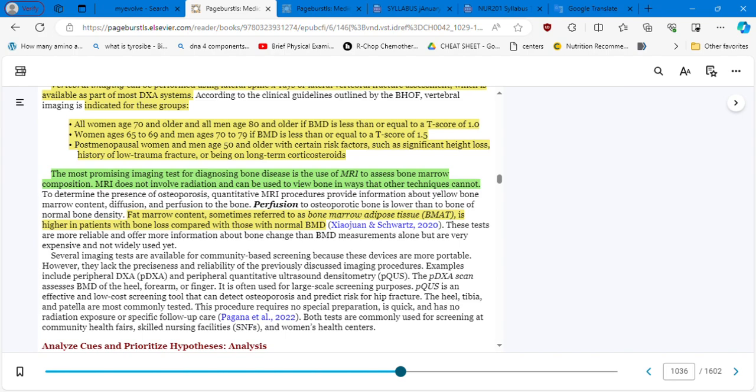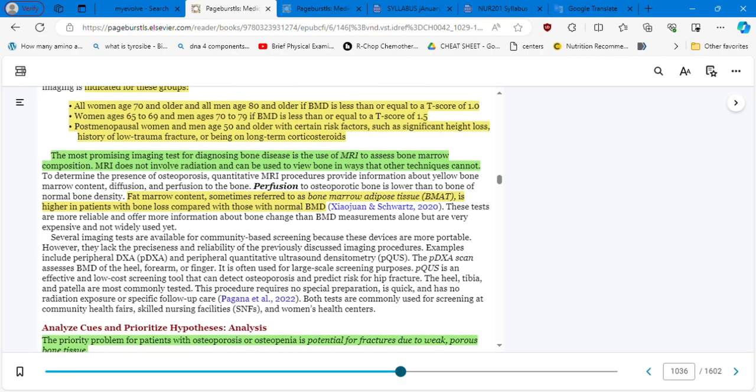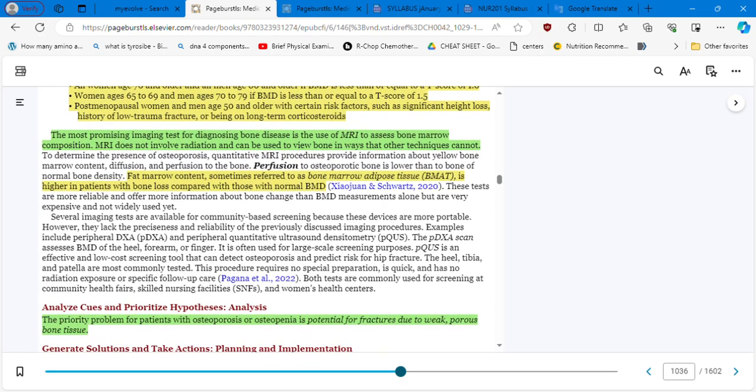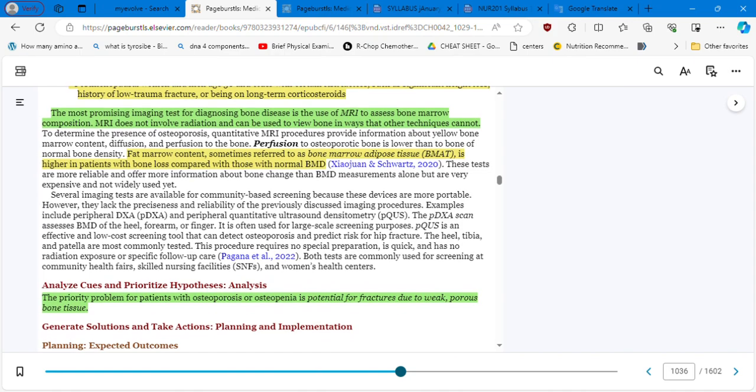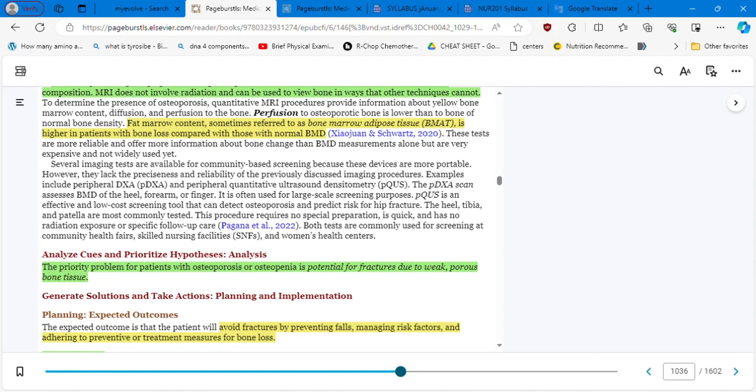The most promising imaging test for diagnosing bone disease is the use of MRI to assess bone marrow composition. MRI does not involve radiation and can be used to view bone in ways that other techniques cannot. Fat marrow content, sometimes referred to as bone marrow adipose tissue, is higher in patients with bone loss compared with those with normal BMD, normal bone mineral density.